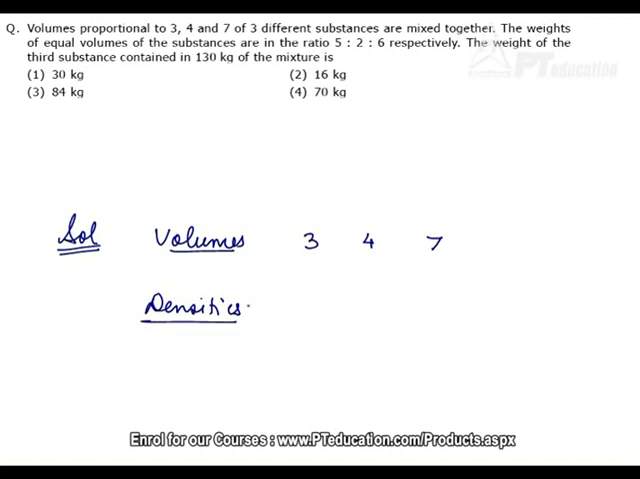Densities are given to us in the ratio 5:2:6, because it says weights of equal volume. So that is density 5:2:6. And now he is finally asking us the weight of the third substance. Recall the original formula. We know that density is equal to weight upon volume, and so weight will be density into volume. I hope this basic physics is clear in your head.